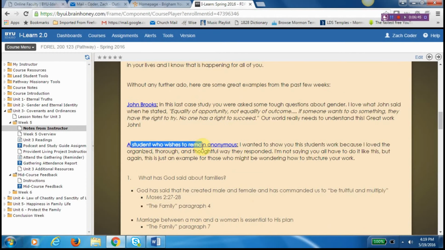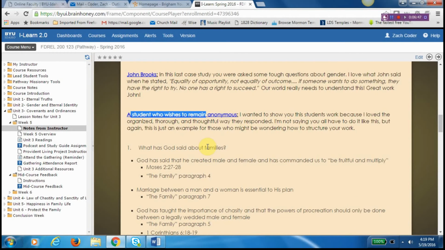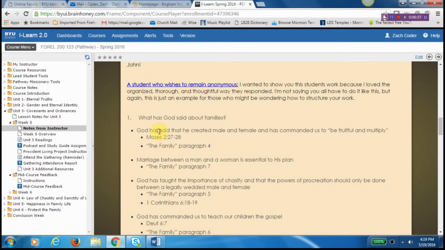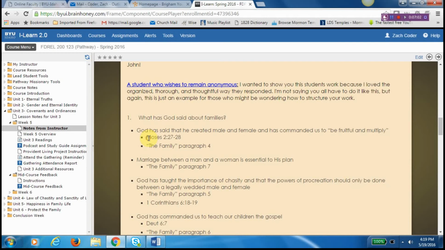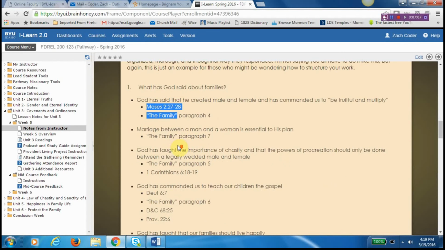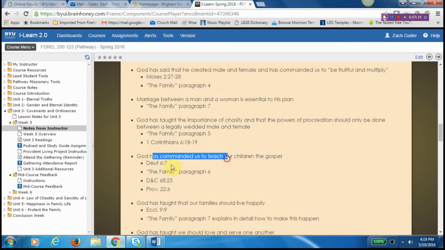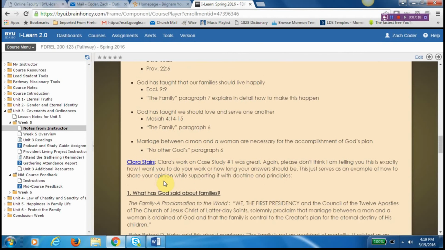There's a student who wished to remain anonymous, and I'm totally respecting that, but I just wanted to show you how this person was organized, thorough, and thoughtful. So this was case study 1. That was the question that was asked, and just look how they've organized it, okay? That's what they thought, and they're backing it up with scripture and quotes, just kind of like I said before with those case studies, okay? Their thought, quote. Their thought, quote, scripture. Their thought, quote, or scripture, quote, scripture. Does that make sense? You see how that's just what I'm after.